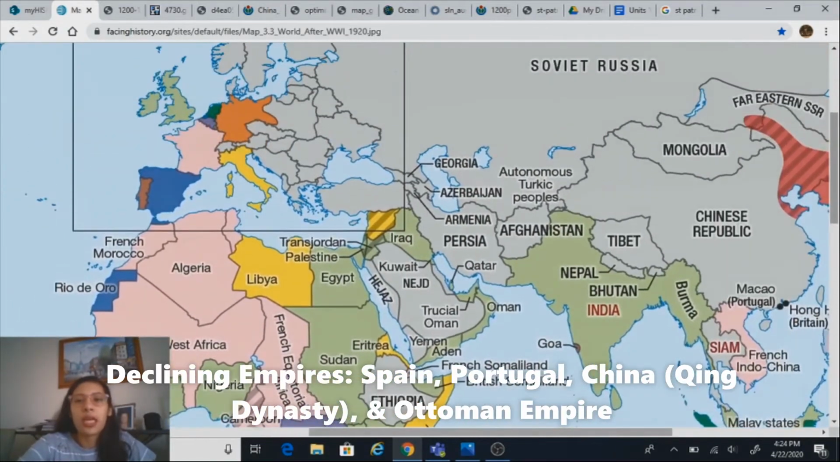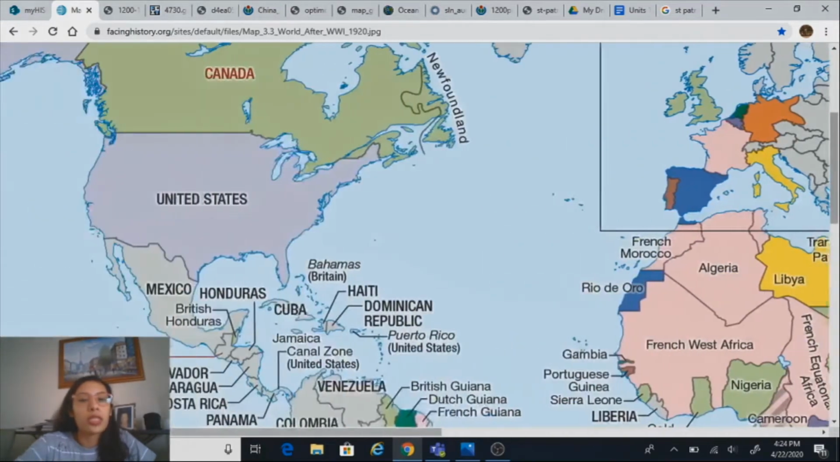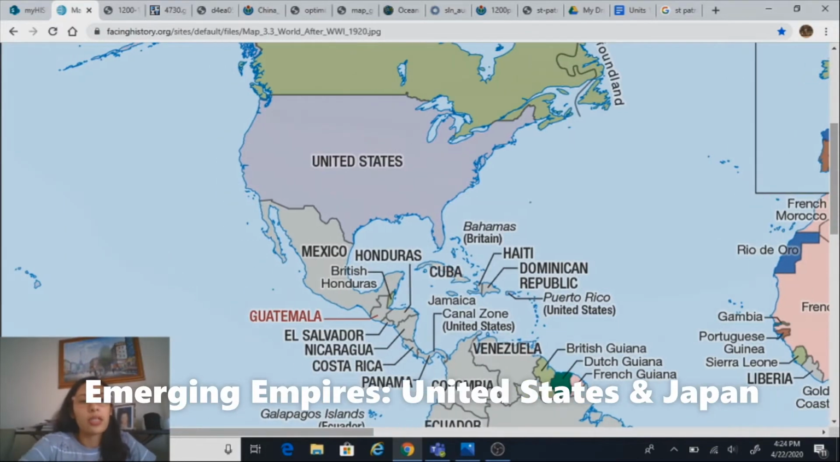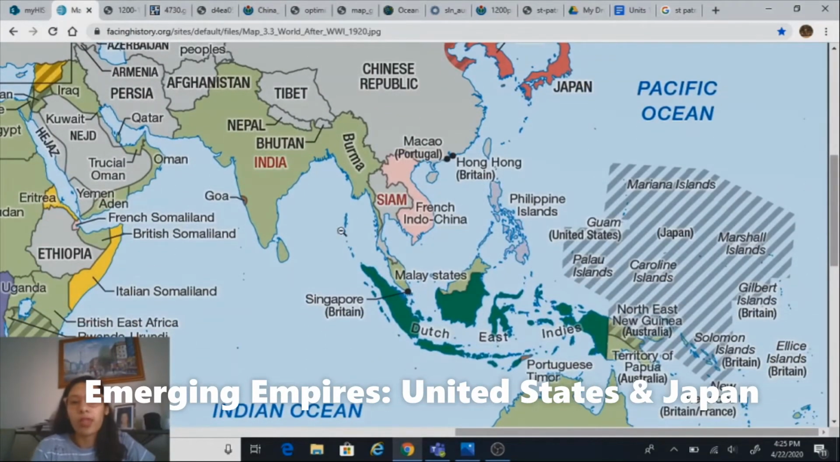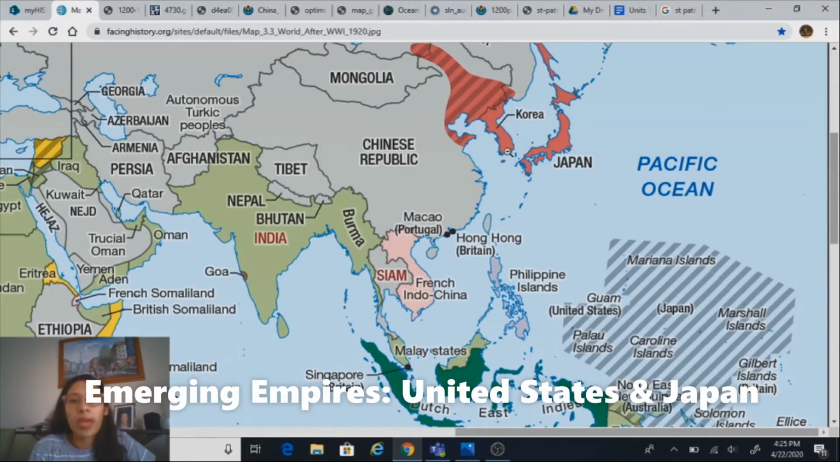We're also going to see China decline because they have enemies from all sides coming in and trying to carve them up. And this area that is known as the Ottoman Empire, they're also going to decline as well. And then we're going to see two new empires emerge. These empires are the US, that's going to control Alaska, Hawaii, and then some Pacific islands like the Philippines, Guam. And then we're going to see Japan also expand. And Japan is going to control Korea, parts of China, and some Pacific islands.